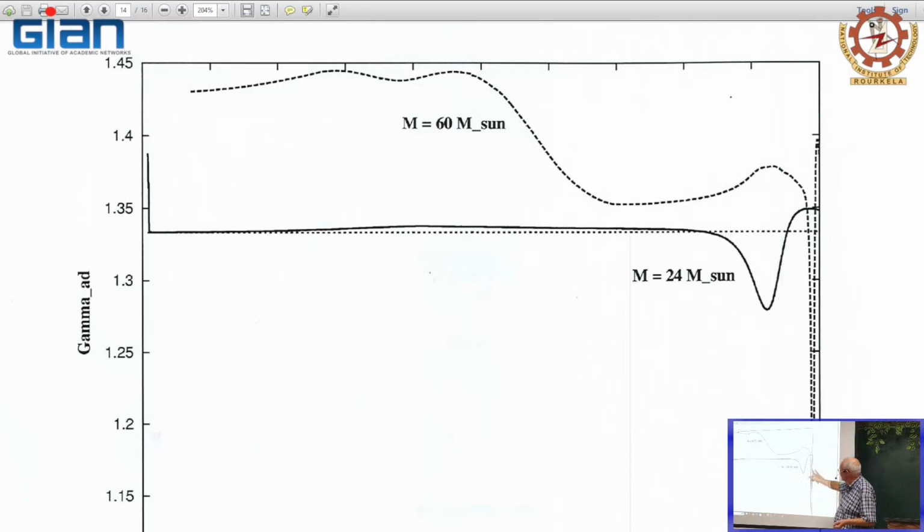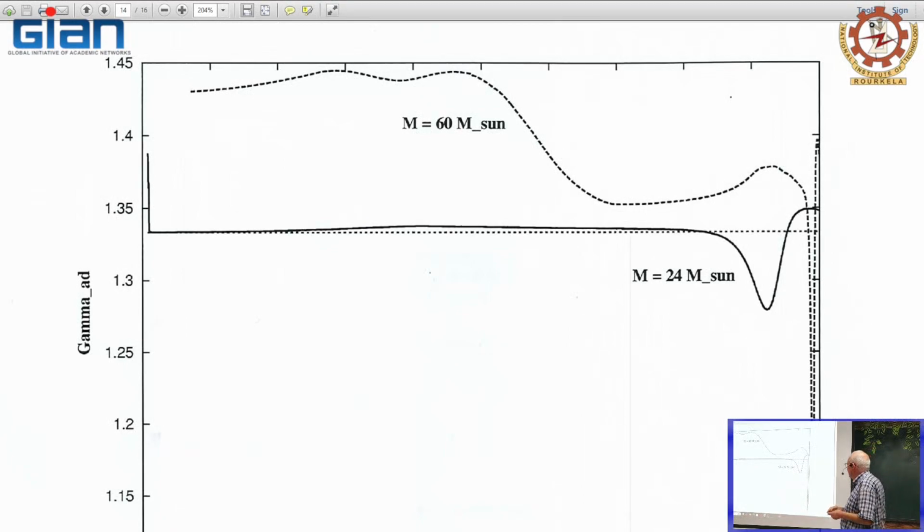In this case, you see that for the 60 solar mass object there is also a very small domain close to the surface where gamma falls below 4/3, but elsewhere gamma is well above 4/3. So the mean adiabatic index is not below 4/3 for any of these cases.